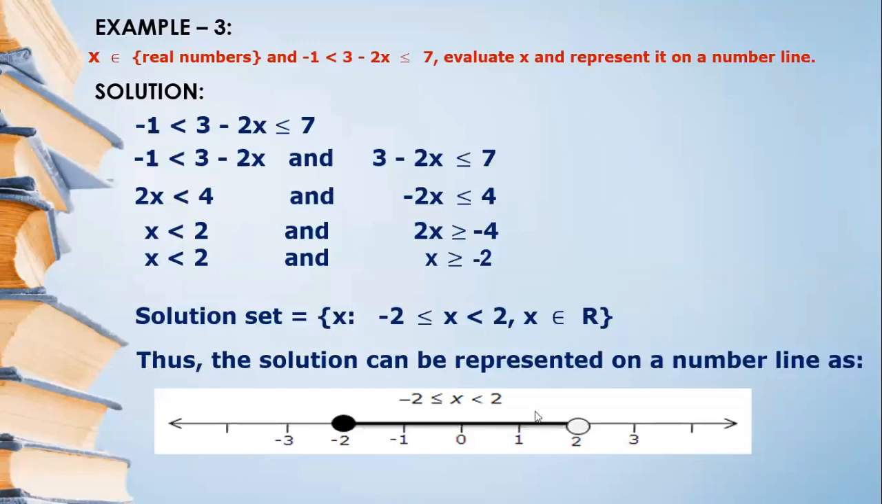Thus, the solution can be represented on a number line as follows. We will draw the number line and now we will check whether minus 2 is included. Yes, minus 2 is included because the equal to sign is given. So here we will make a dark circle, and on 2 we will make a hollow circle because 2 is not included. And the numbers between minus 2 and 2 are included, so we will make a dark line here.